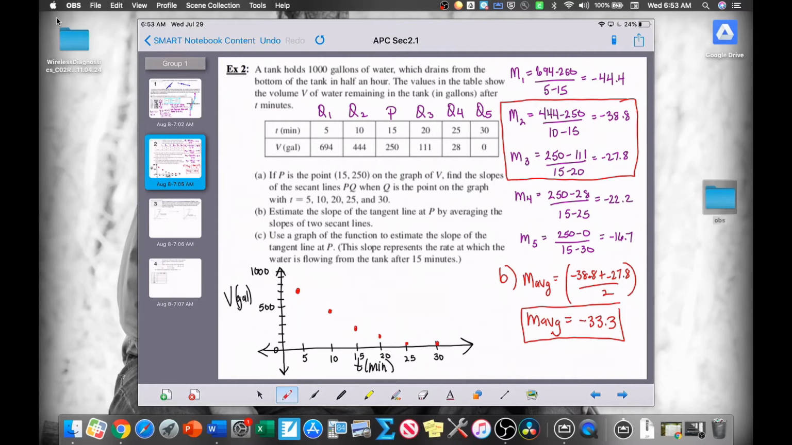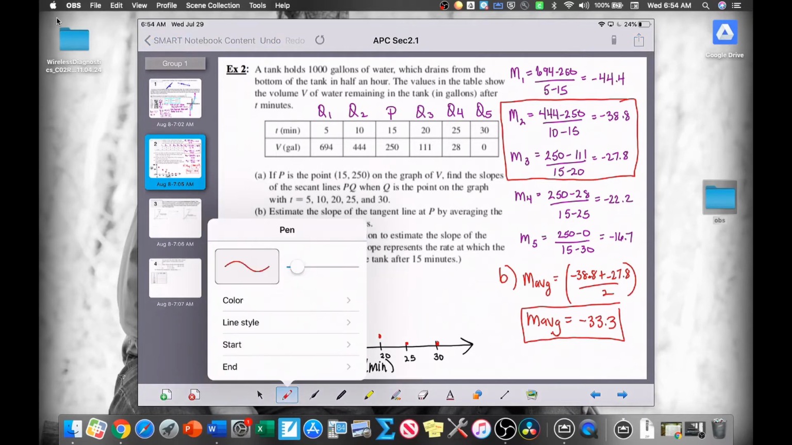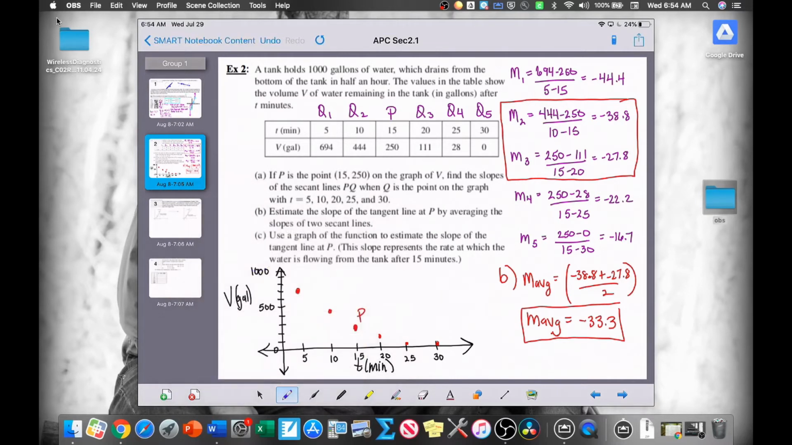And if we wanted to use the graph of the function to estimate the slope of the tangent line at P, remember P is this point right here. This is our P, right? So if we were to just go ahead and draw a line that was approximately tangent to the curve at this point, it would look something like that, right?